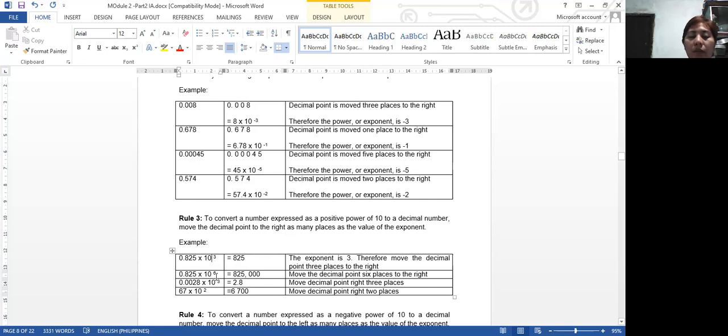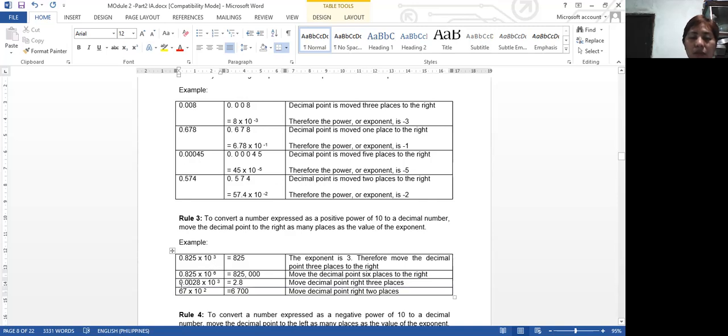Another: how about if the same number is raised to the 6th power? We'll just have to move the decimal point 6 places to the right. So 1, 2, 3. Then let's add another 3 to make it 6. So 1, 2, 3. That's why it's 825,000.